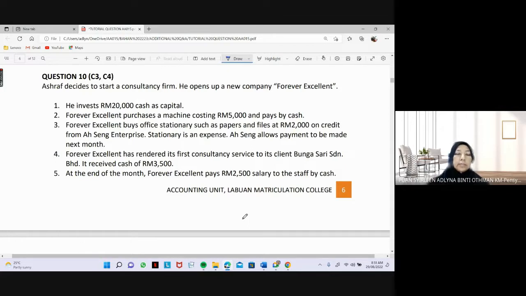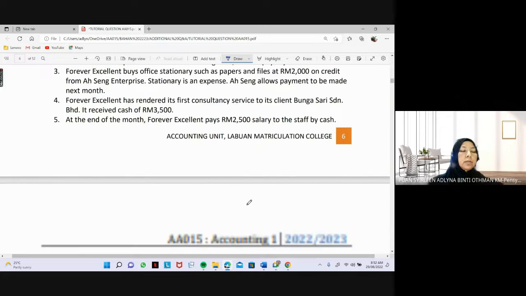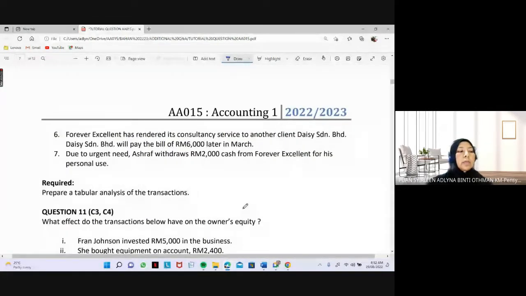Okay, next, number 10. Okay, so these are the transactions for number 10. Okay, so we are supposed to do the table for number 10 as well. Okay, sebab kalau kita tengok question, the question asks you to do a tabular analysis. Okay, so boleh buat yang simple or you can do a complete one like the one that I showed you earlier. Okay, but I prefer to use the detailed one because it is easier for you to understand.